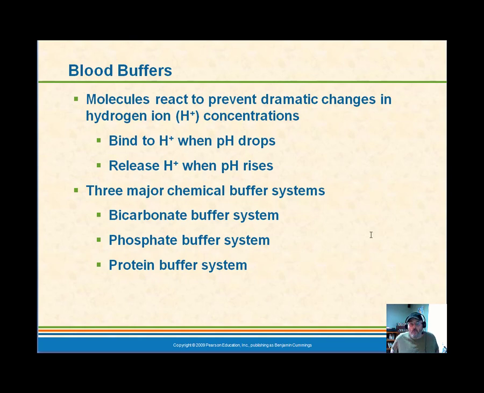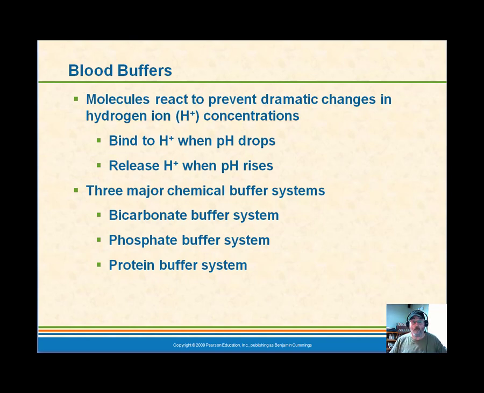So there are three major chemical buffer systems. There's the bicarbonate buffer system, there's the phosphate buffer system, and a protein buffer system. And these three will help us maintain a balance if we have large, rapid changes in blood pH. One of the biggest ones of those that can occur is when you drink a cola.